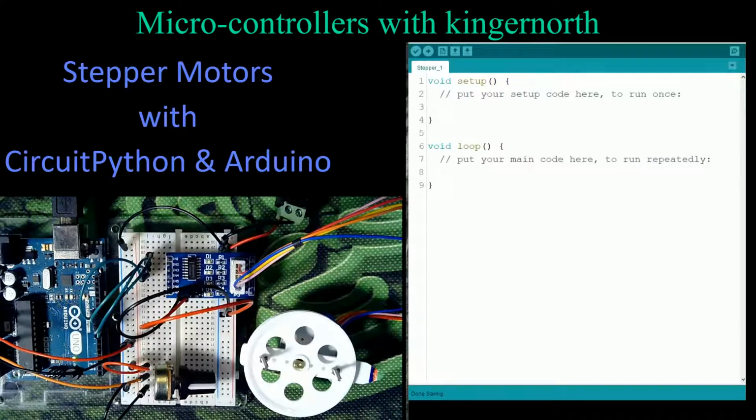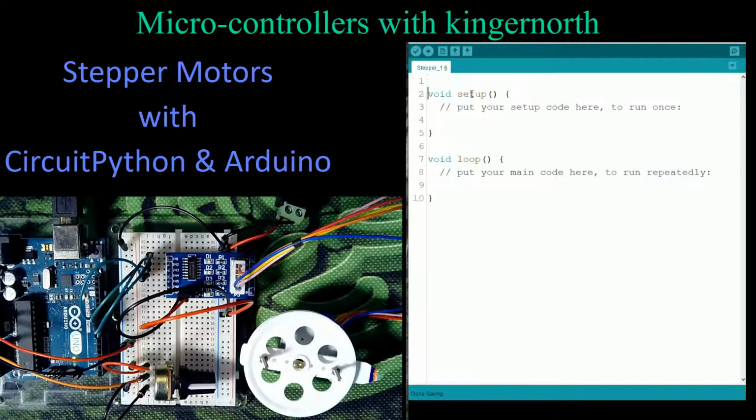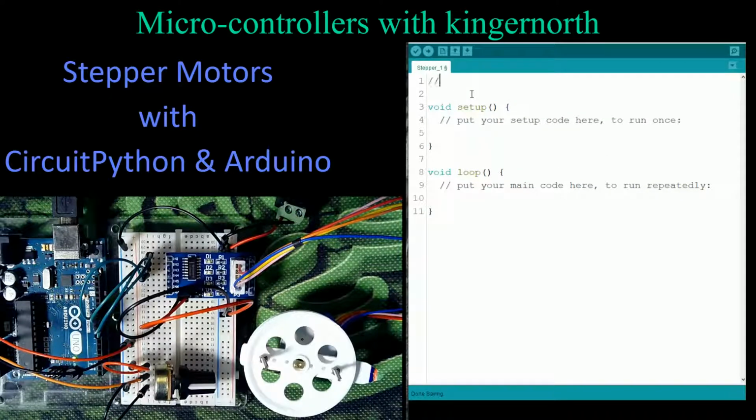As always, when we get to the beginning of an Arduino file, I like to put a title at the top. So let us go down here. We'll put in an extra couple of lines up at the top. We're going to throw in here Stepper 1 by kingernorth. So this is the start of your file. This is just going to be the sketch here.